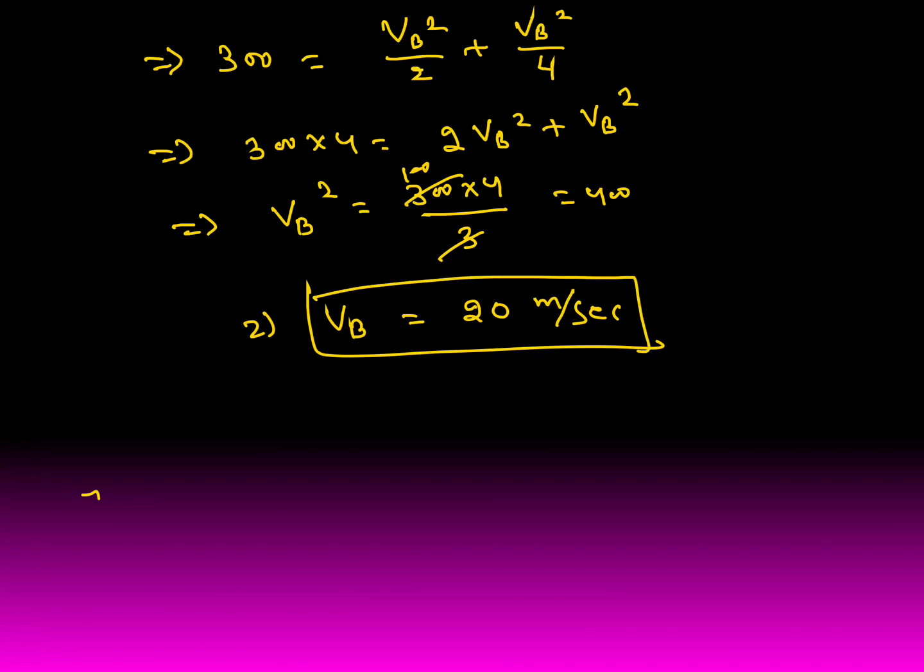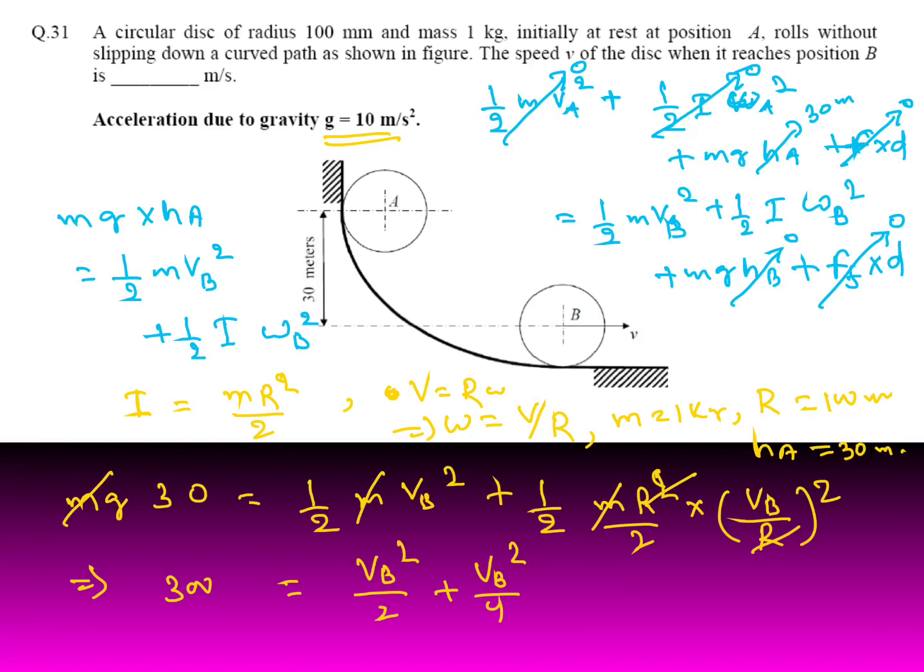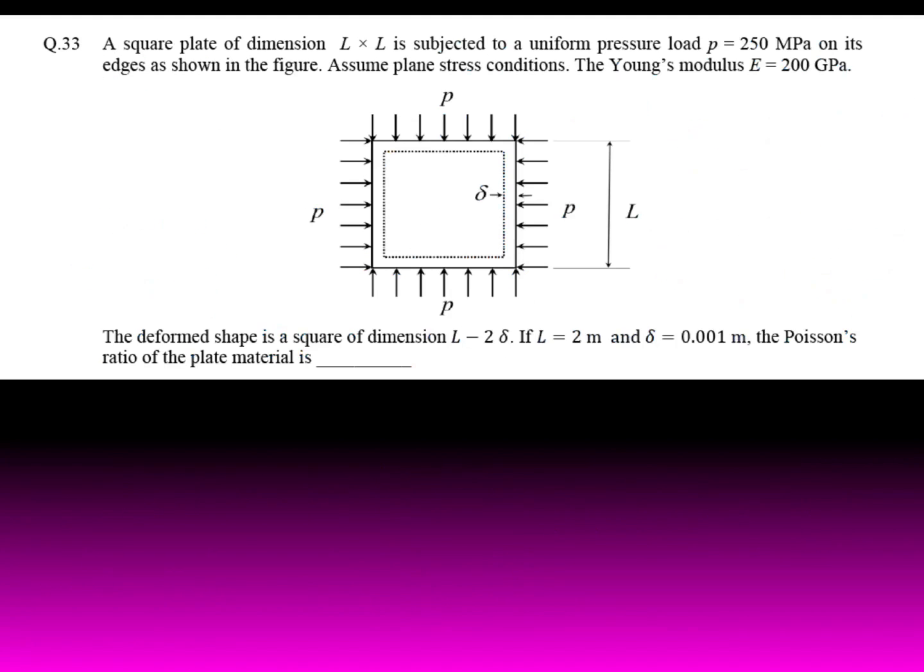Fill in the blanks question. Question is, a square plate of dimension L into L is subjected to a uniform pressure load P equal to 250 megapascal on its edges as shown in the figure. Assume plane stress condition. The Young's modulus E equal to 200 gigapascal. The deformed shape is square of dimension L minus 2 delta, if L equal to 2 meter and delta equal to 0.001 meter. The Poisson's ratio of the plate material is how much? Mu value we have to calculate.